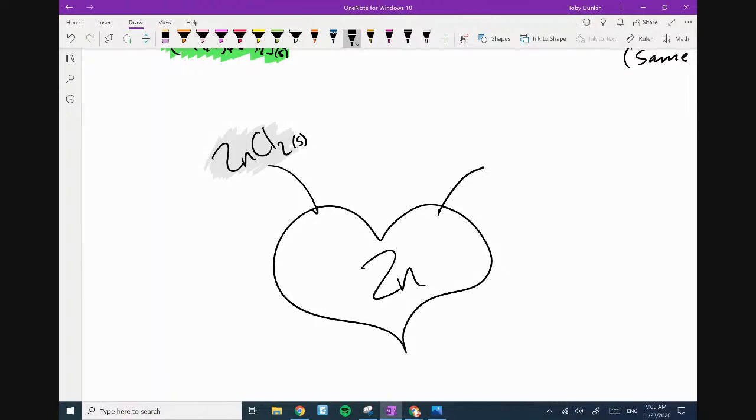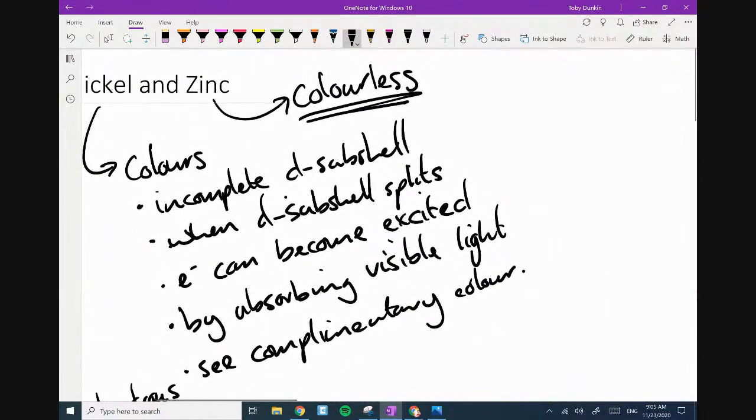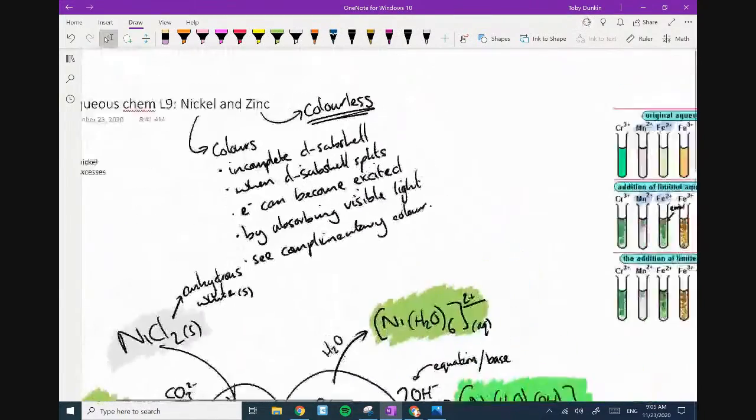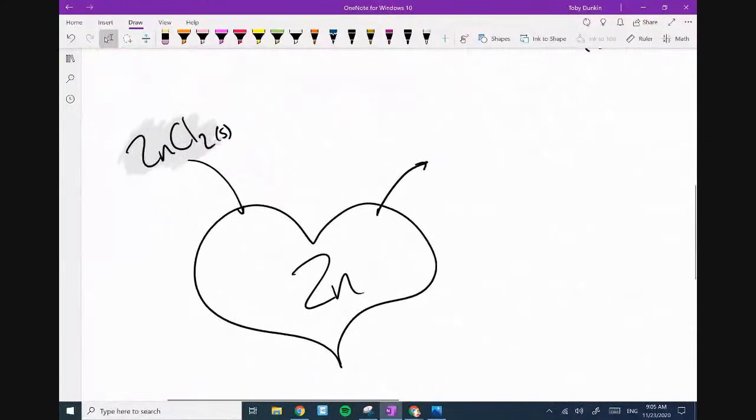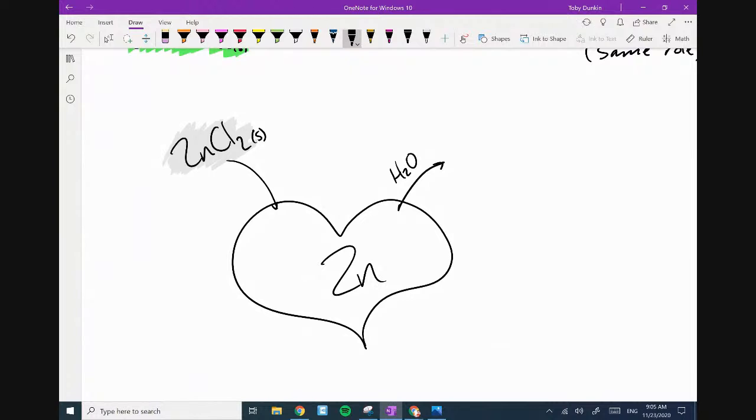Okay, we're going to add it to water. And like I mentioned at the start of the lesson, they're either colorless or white. That is how it works. There's no colors here. It is not classed as a transition metal. So we're going to add it to water first of all. You guys can now pause the video and complete. Zinc hexaaqua.